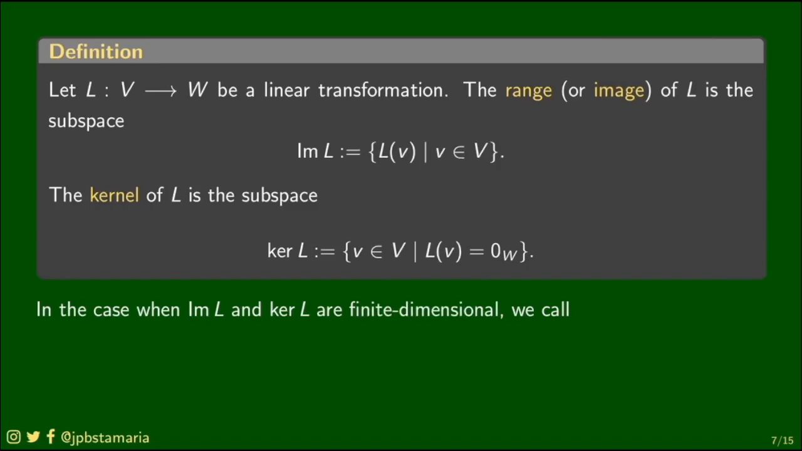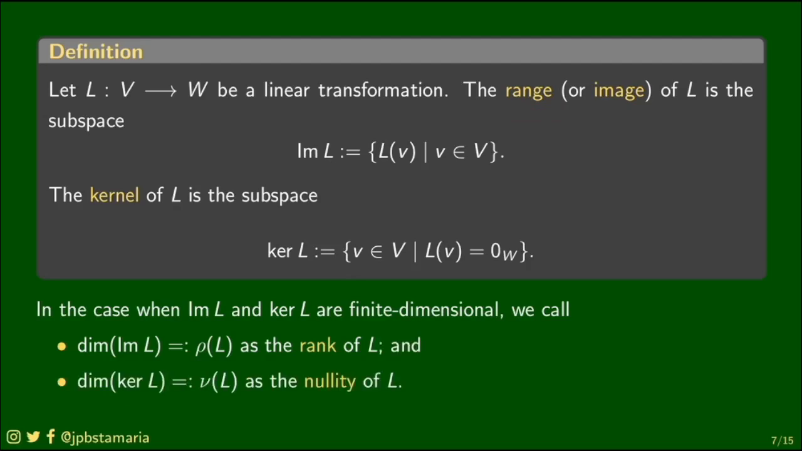In the case when the image and the kernel are finite dimensional, they have, of course, their corresponding dimensions, right? The dimension of the image, or the size, you can call it the size of the image, is called the rank of L. The word rank was taken from the word range. On the other hand, the dimension of the kernel as a part of the domain is called the nullity of L, because the nullity tells you the size of all the objects which are nullified by L. You can think of it that way. When you say nullified by L, L takes them to 0.